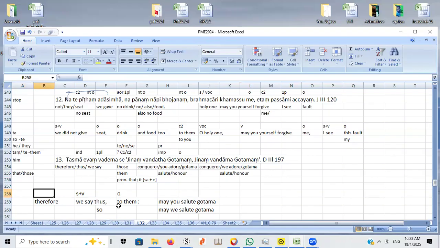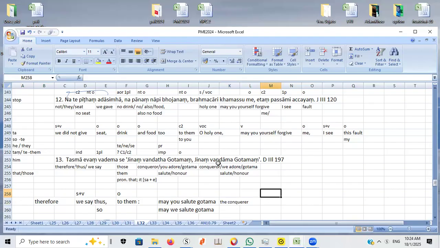All right. So in this case, we say so to them. We say so, therefore we say so. Of course, there is some kind of conversation going on. Can you see the word here is "jinang vandata"? In this case, we take this as an imperative, that means a second person, "may you." The word vanda is "salute." May you salute Gotama. The word jinang is a double accusative. Jinang means a conqueror. May you salute Gotama, the conqueror. So this is how you go.